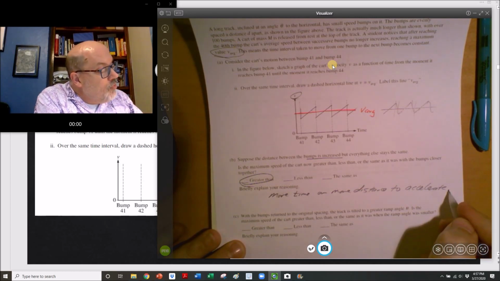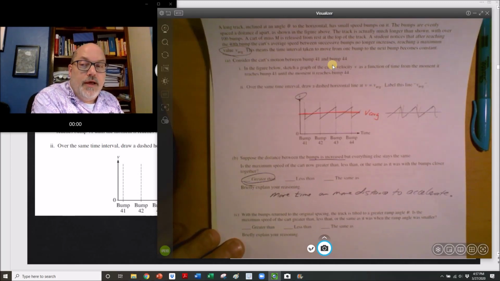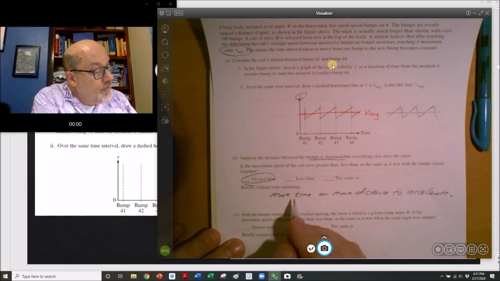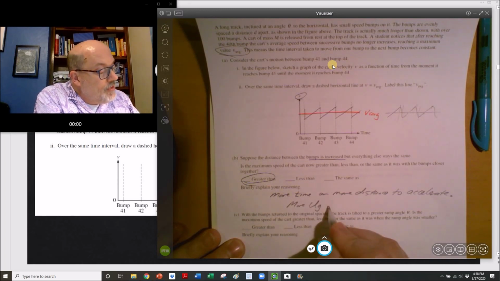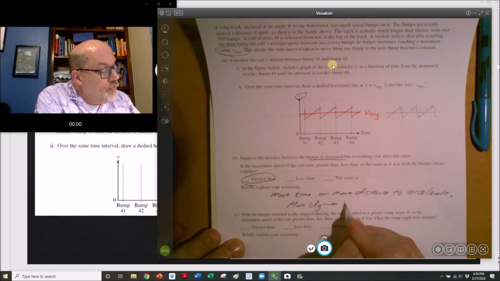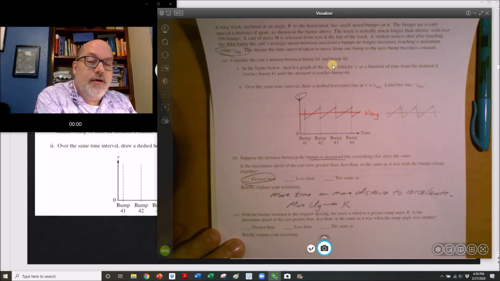There's also kind of a cool way to answer this as well. Some students answered this by saying, well, now there's more gravitational potential energy converted into kinetic energy before it slows down. So the average velocity will be greater. That's actually a really cool way to explain it as well.